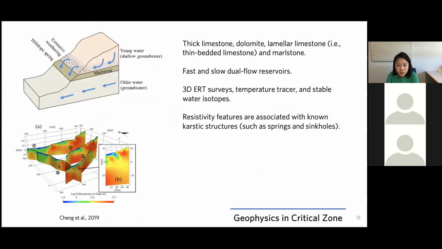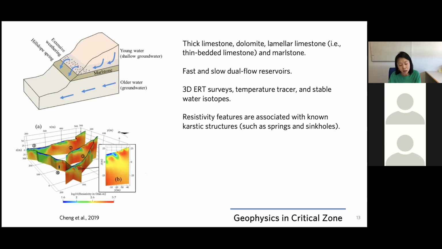And I want to show you another example before I jump into my own study. This example is quite relevant because it shows not a very pure karst system. This one is in Guizhou province in China, at a long-term karst eco-hydrological observation site. This 1.2 square kilometer watershed, called the Chenqi watershed, has different geologic formations composed of thick limestone, dolomite, thin-bedded limestone, and marlstones.